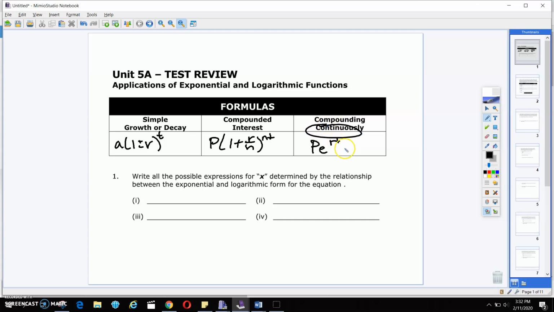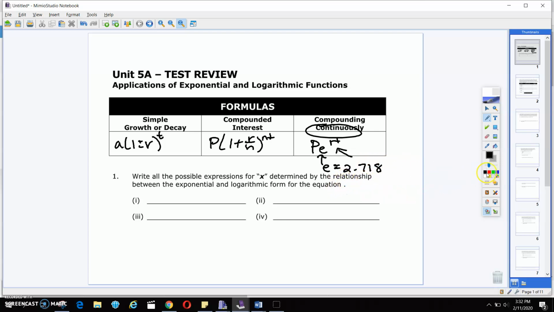So continuously is going to be this one. A lot of y'all have been asking me what e is, and that is really important. e is like this number that is 2.718. It's kind of like pi, just a little bit, but it's 2.718.